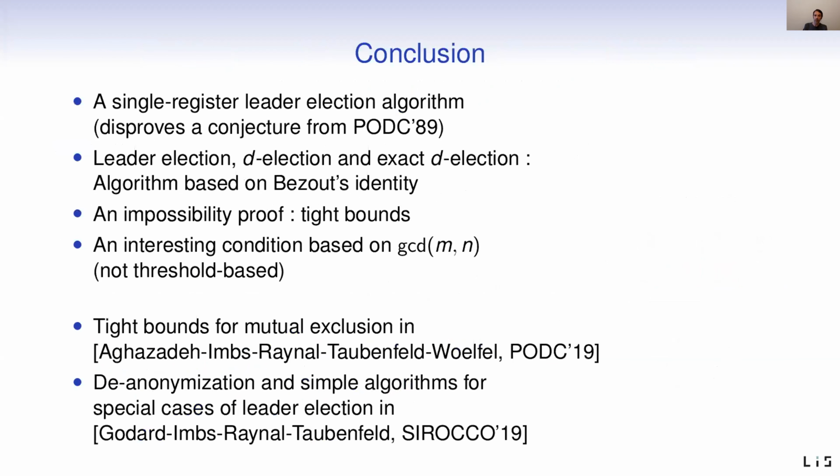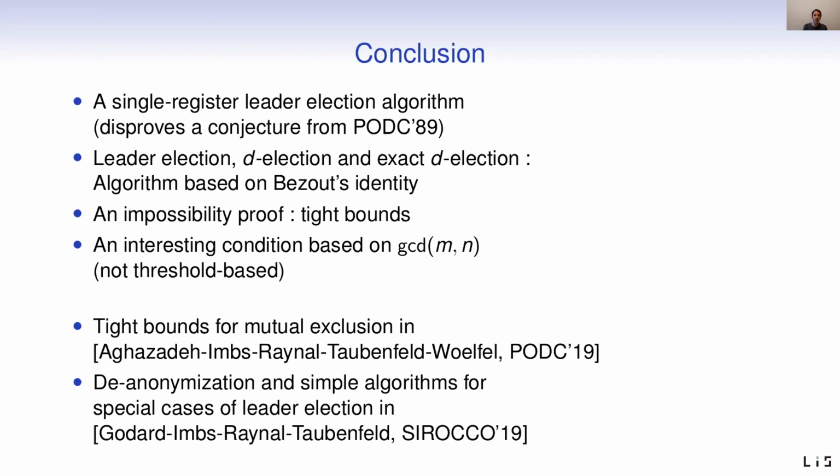So, as a conclusion, we give a single register leader election algorithm that disproves a conjecture from more than 30 years ago that appeared in PODC. We give an algorithm based on Bezout's identity that solves leader election, de-election, and exact de-election, and an impossibility proof that shows that we have tight bounds. Actually, the condition is quite interesting. It's not based on some kind of threshold. It's based on the GCD of m, the size of the memory, and of n, the number of processes.